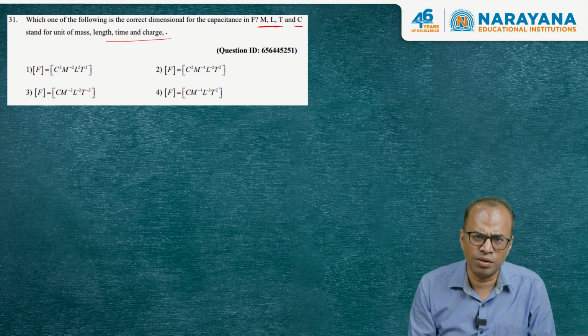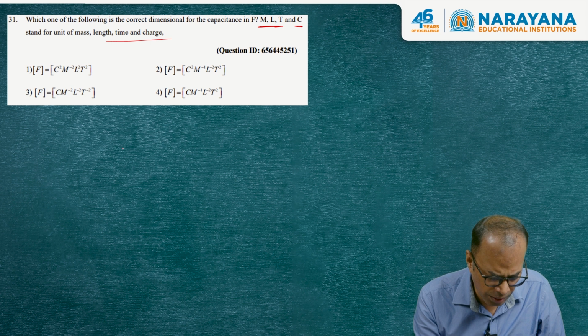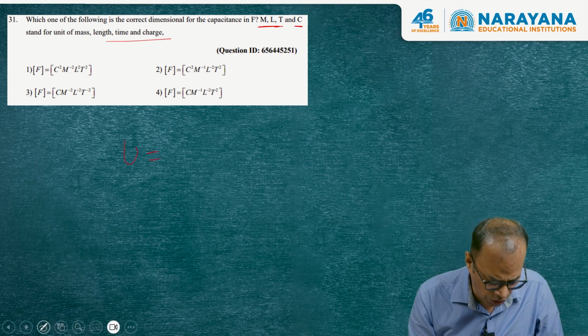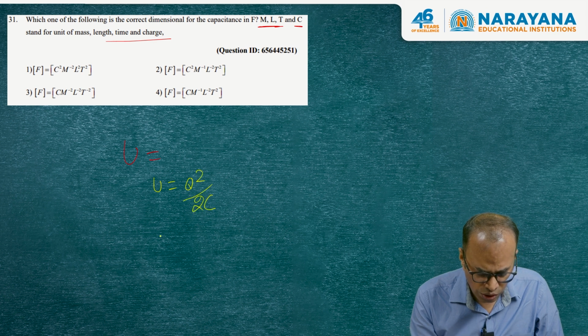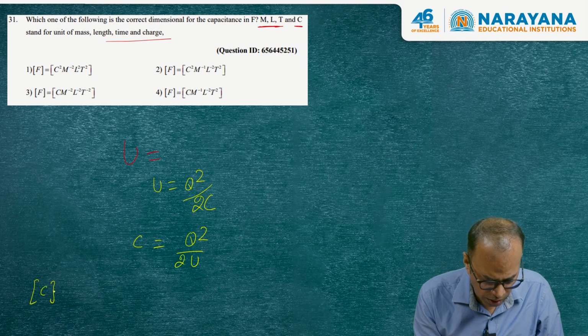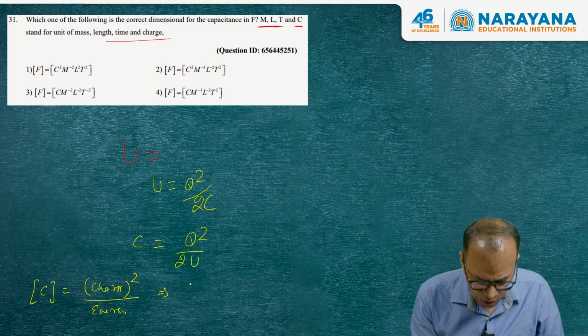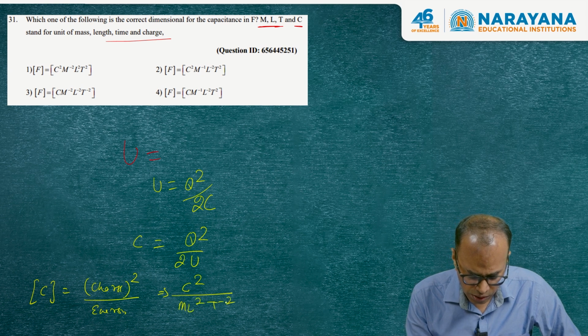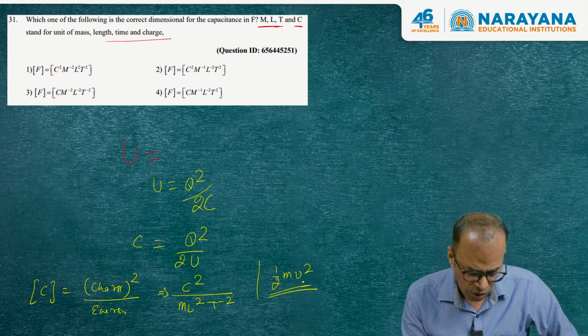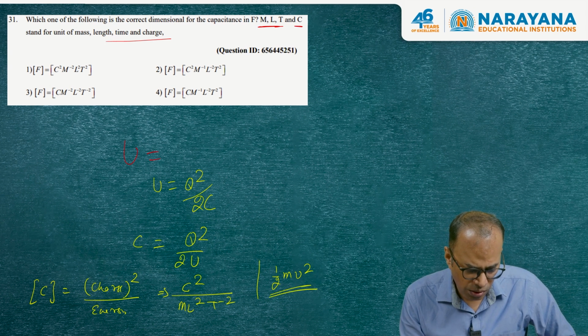So that actually makes our life easier, because if I want to think of capacitance, I will go for energy. Energy is Q squared by 2C. So energy stored is Q squared by 2C. So capacitance will be Q squared by 2U. So the dimensional formula for capacitance will be charge squared divided by energy. So I should get the answer C squared upon energy. I remember energy is ML²T⁻². If you are not able to remember, you can remember half mv squared and find it. So C² M⁻¹ L⁻² T².